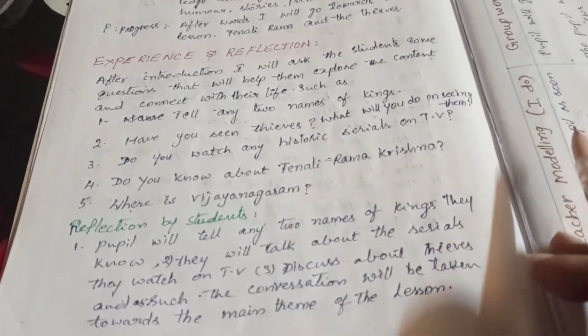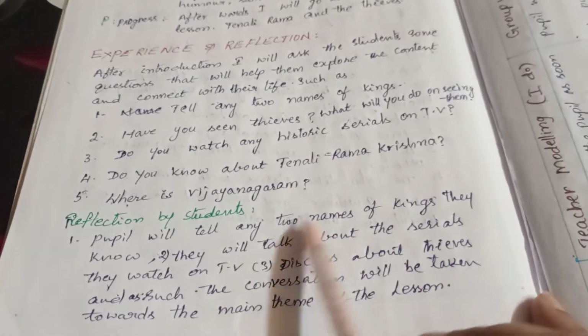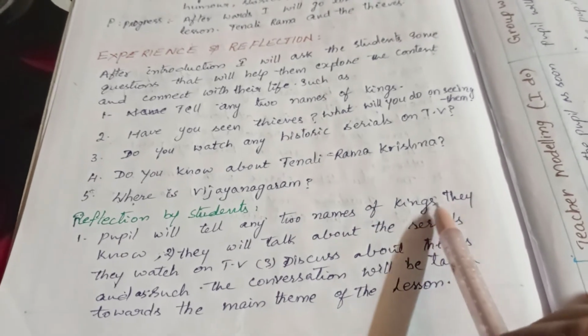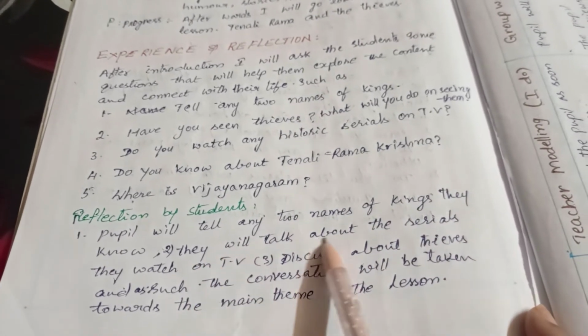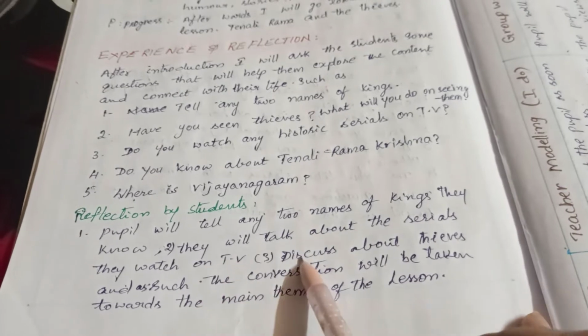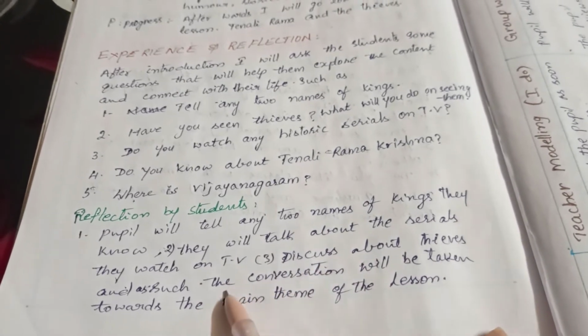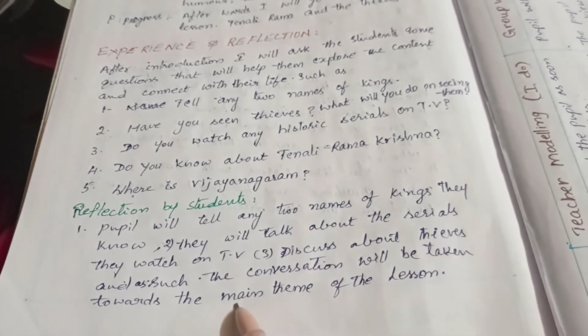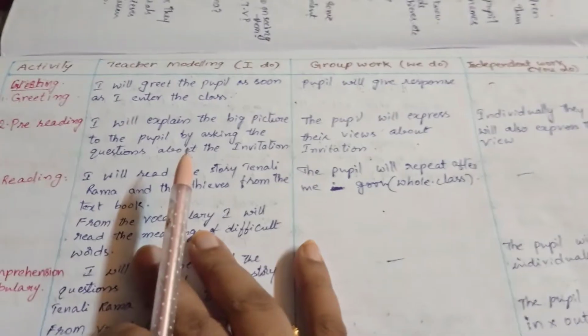Then reflection by students. People will tell any two names of kings if they know. They will talk about the serials they watch on TV, discuss thieves, and as such, the conversation will be taken towards the main theme of the lesson.